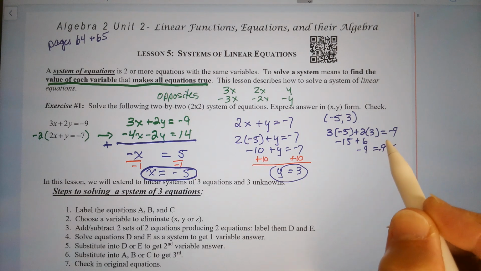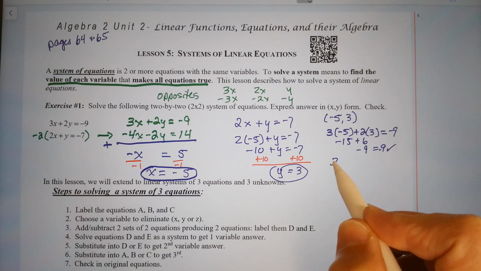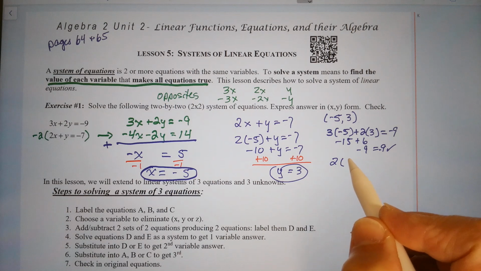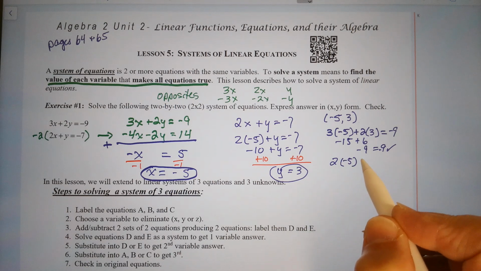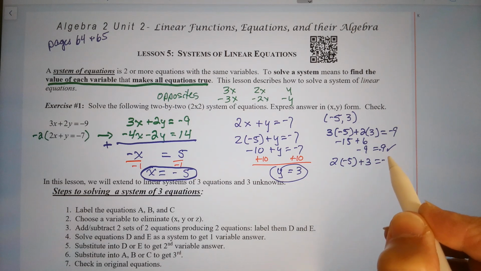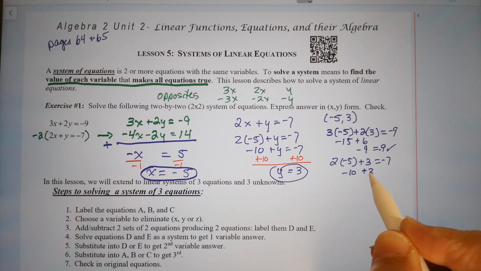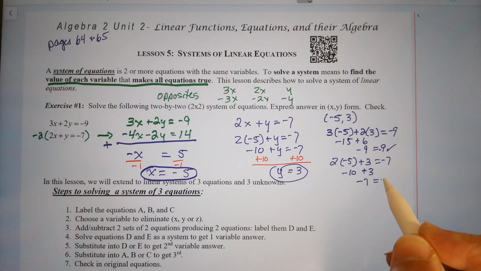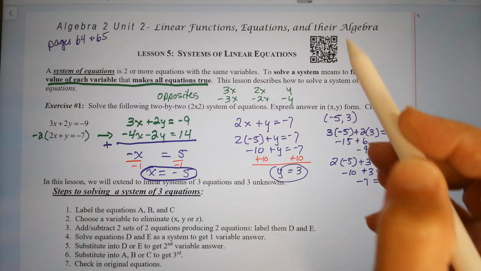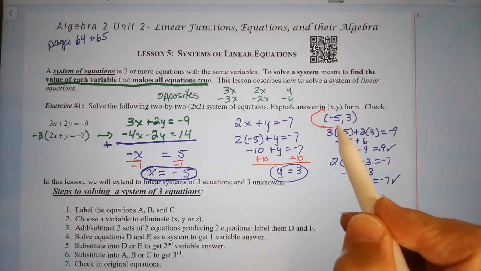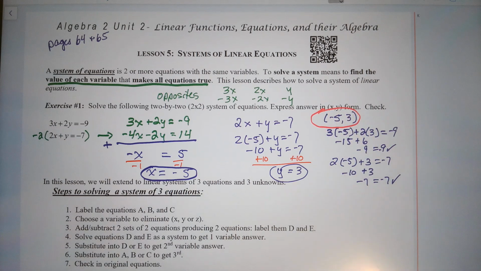That checks. And now the second equation, original. 2 times -5 plus 3, does that equal -7? -10 plus 3, yes, -7 equals -7. That checks. So this is our answer. And we know it's correct because it checked in both original equations.